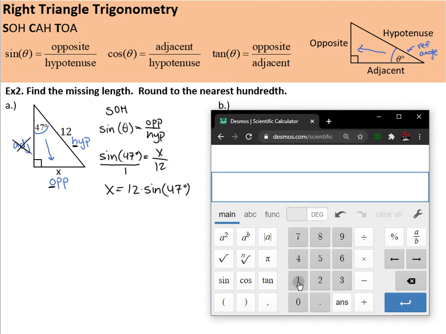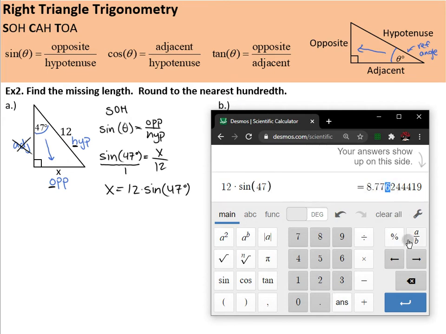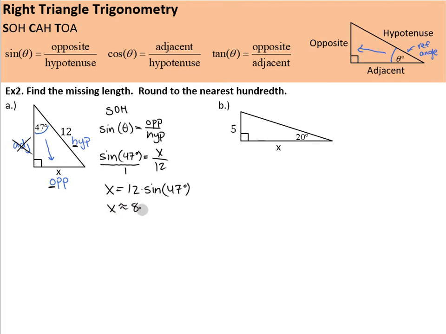So degrees, and I want to do 12 times, and you'll actually see sine, cosine, and tangent right here, which is great, sine of 47. As long as this is in degree mode, it knows that means degrees. And this is the length of my missing side, 8.776, etc. It says round to the nearest hundredth. So that's 2 decimals, but remember we'll need to look at 1 more to figure out how to round. So here we need to round up. 8.78 is our approximate missing length.